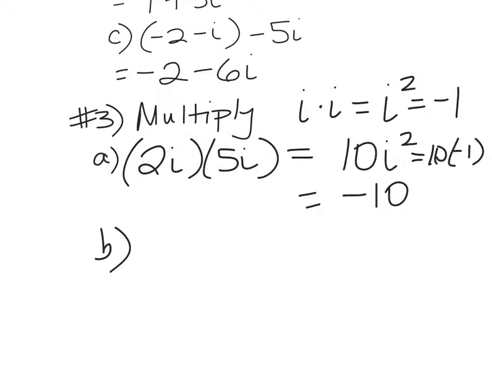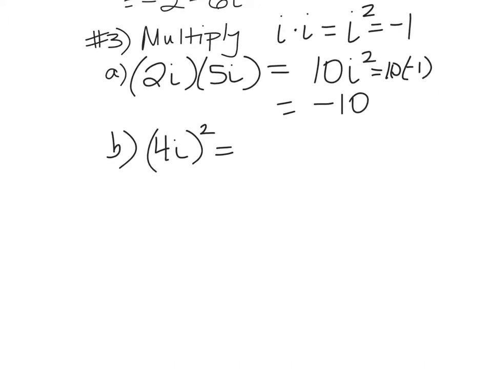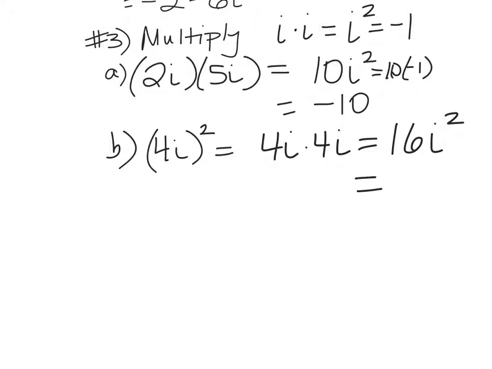Okay, let's try another one. How about this one? 4i squared. Now to take 4i, which is an imaginary number, and multiply it times itself, we're going to square 4i. So 4i times 4i is 16i squared, which is negative 16. You just squared a number, and it came out to be negative.